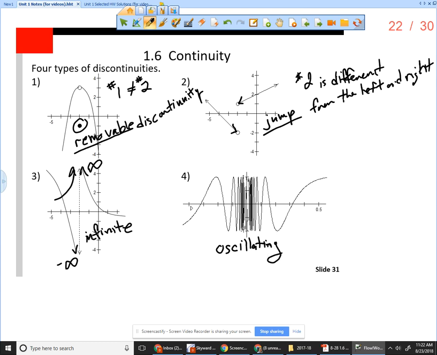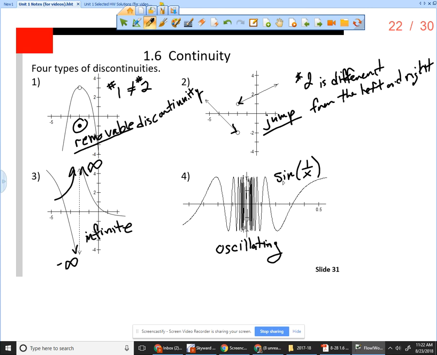Oscillating discontinuity. Number 4 is not very common. All right. 1, 2, and 3 are going to be much more common, but number 4 is still possible. So what's going on here? This is actually the graph of the sine of 1 over x. All right, and so what's going on?